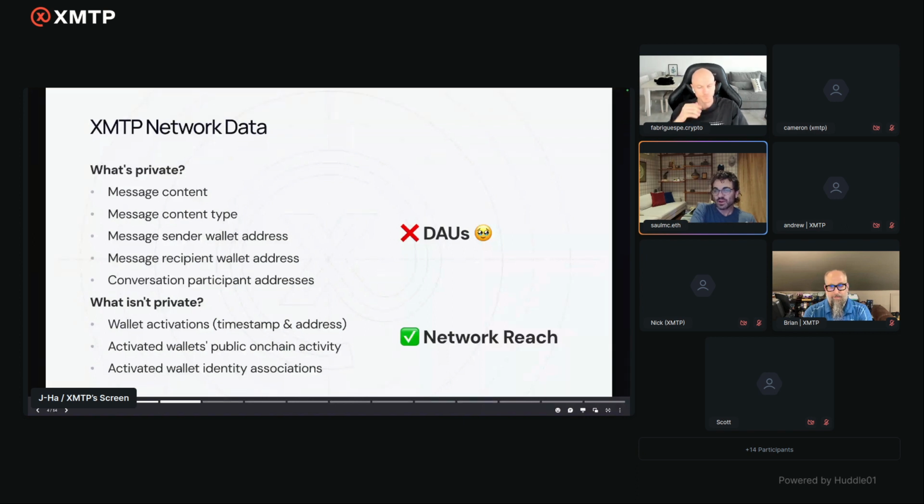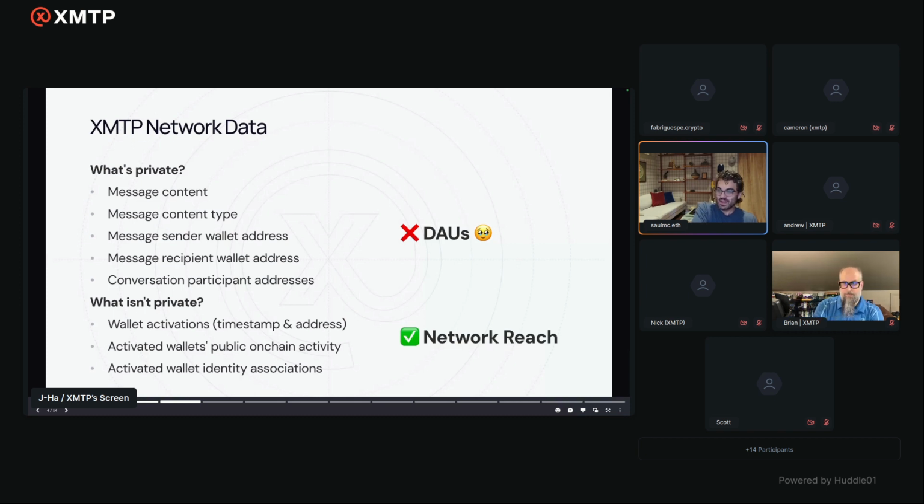XMTP has since day one prioritized privacy at the fundamental level of the protocol, really enshrined it in how we've built XMTP. So privacy extends all the way to the contents of the messages, the content types of messages, even the senders and recipients on messages, even who's in a conversation. What that means as a product person is that I don't know what our DAUs are, and I can't communicate that or learn from it.